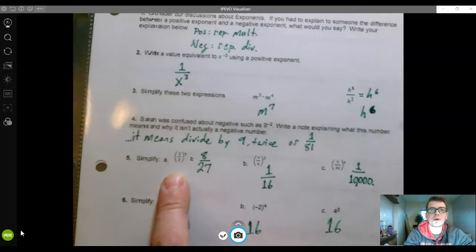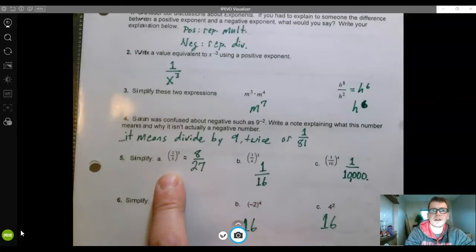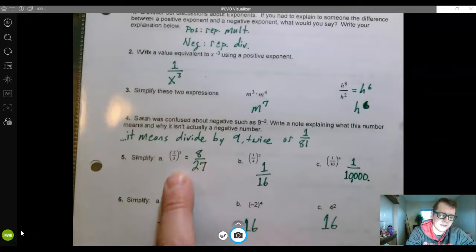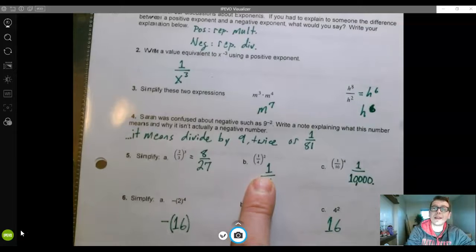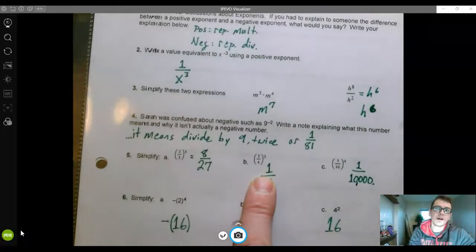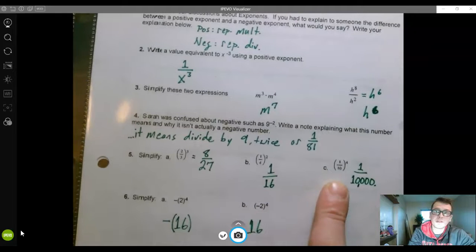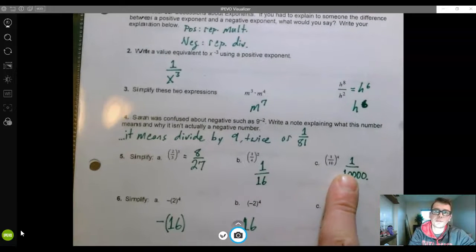2/3 to the 3rd power, we're going to raise both the numerator and the denominator to the power separately. So 2 to the 3rd power is 8, and 3 to the 3rd power is 27. Same thing with 1/4 squared. 1 squared is 1. 1 raised to any power is still 1. 4 to the 2nd power is 16. 1/10 to the 4th power. 1 to the 4th power is still 1. 10 to the 4th power is 10,000.